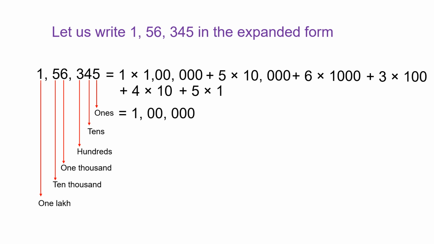That is 1 lakh plus 50,000 plus 6,000 plus 300 plus 40 plus 5. In either way, you can write in the expanded form.